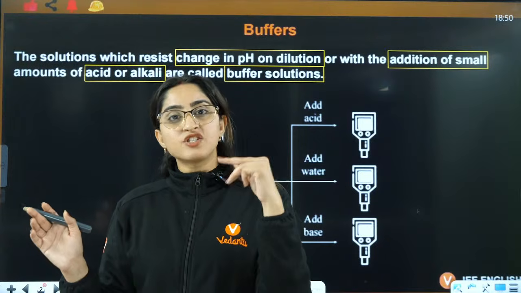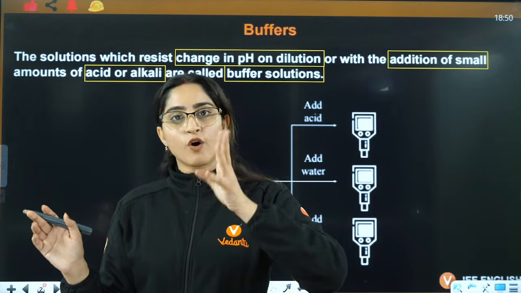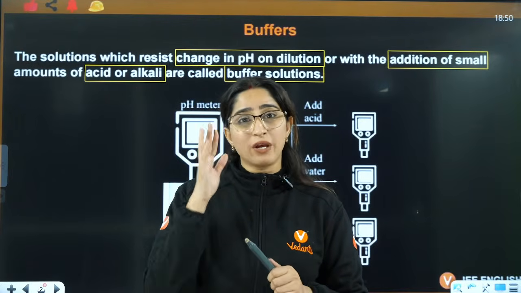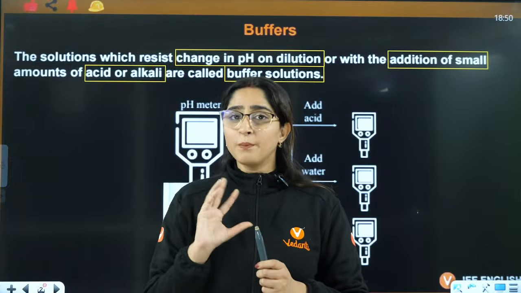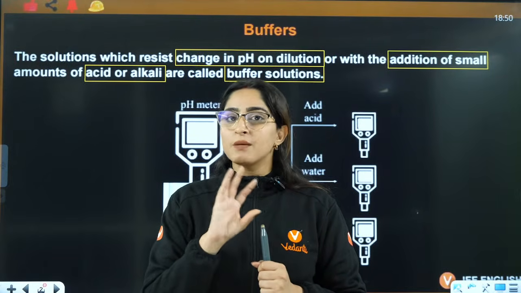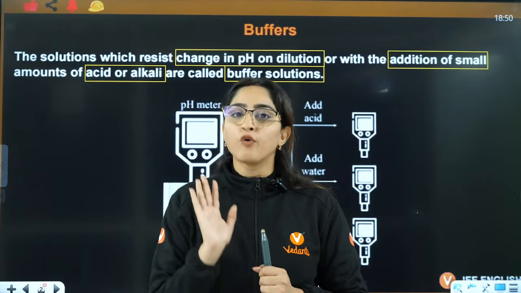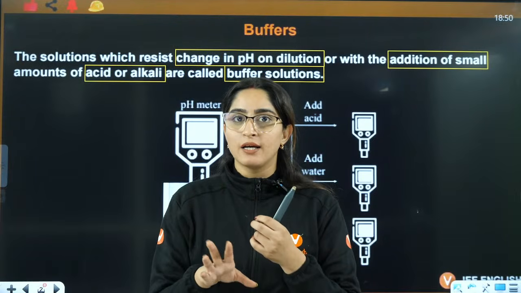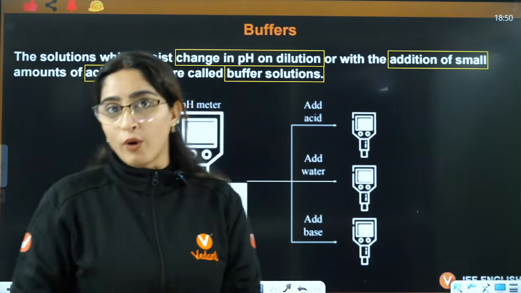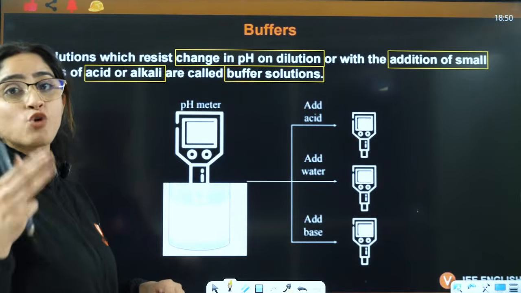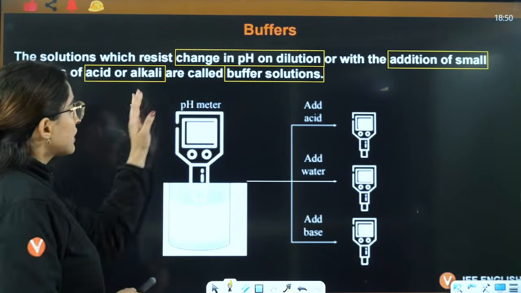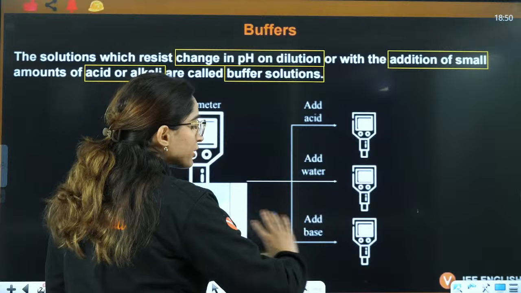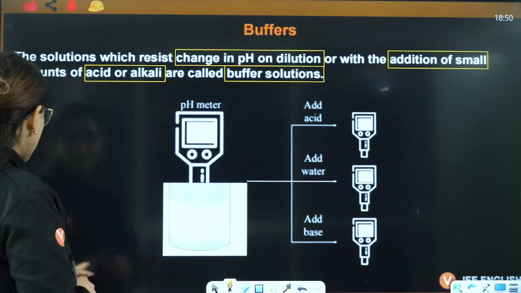With certain changes, like you add acid or base because of the things that we do in daily life, what we eat and everything, the blood buffer will not change. That means the pH of the blood will remain 7.4 only. It will not change whether you add acid or base into it, and that is beneficial for our body. The pH stays the same whether you add acid, water or base. That is called a buffer.